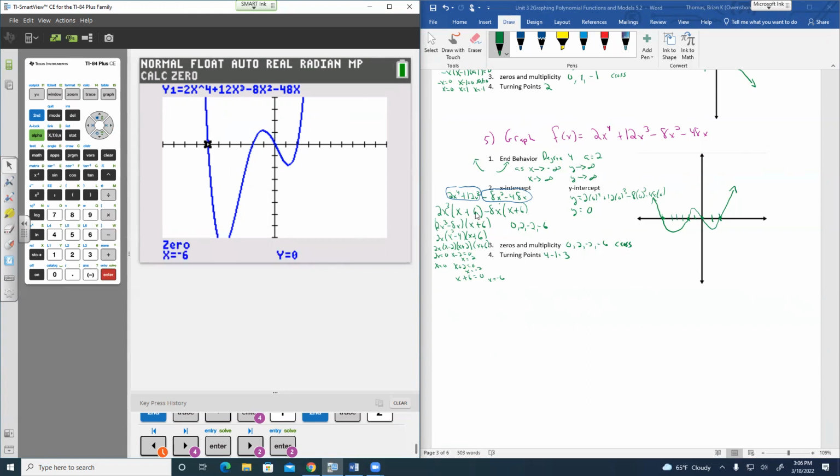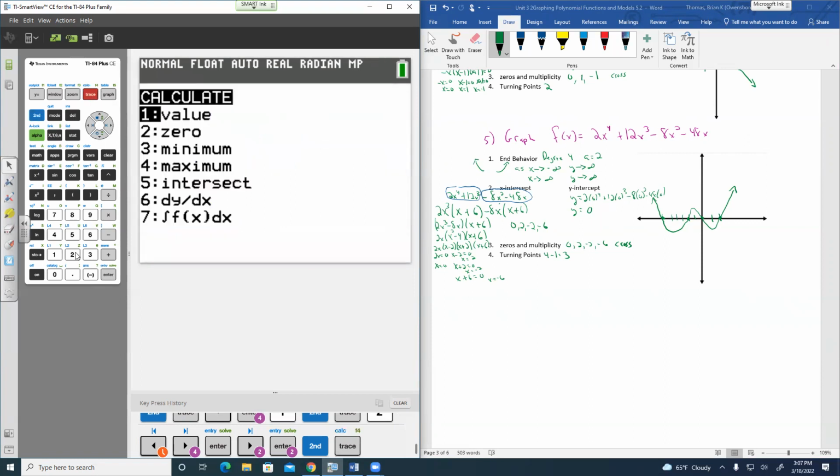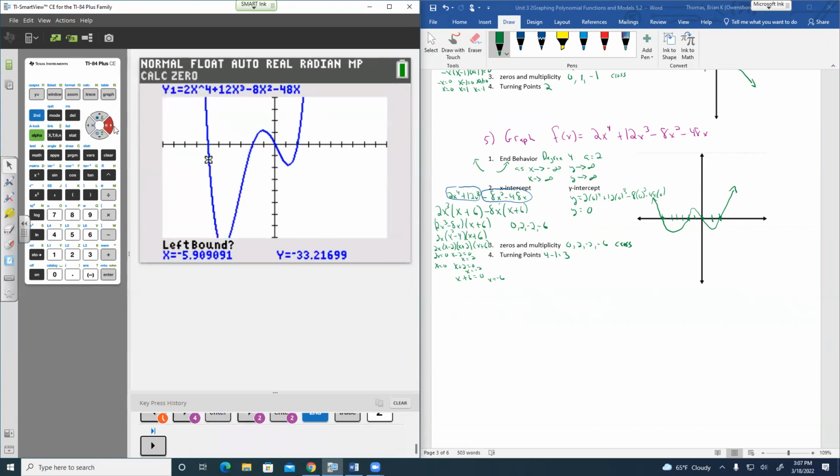So if you didn't want to do all this factoring, you could use the calculator to find those zeros. And as long as they're nice, clean, whole numbers, you would be getting your x-intercepts without actually having to do the factoring. So keep that in mind. I could do that for each one of those. Let me try to do one more. Second, calculate again, hit number 2 for zero. If I move to that next x-intercept, notice how it says left bound, so I need to stay underneath here to start with. Hit enter. And then I have to be to the right of it.